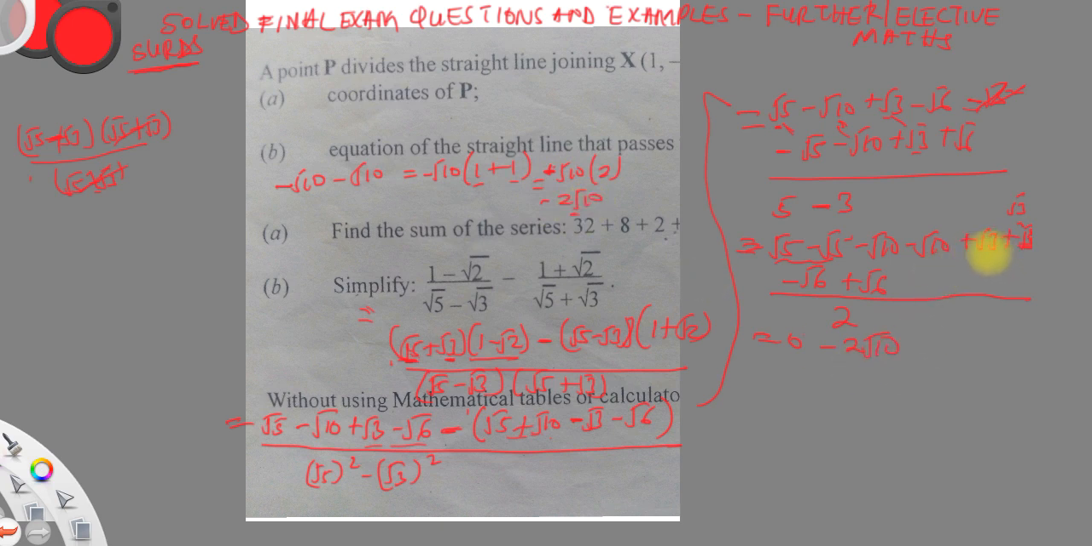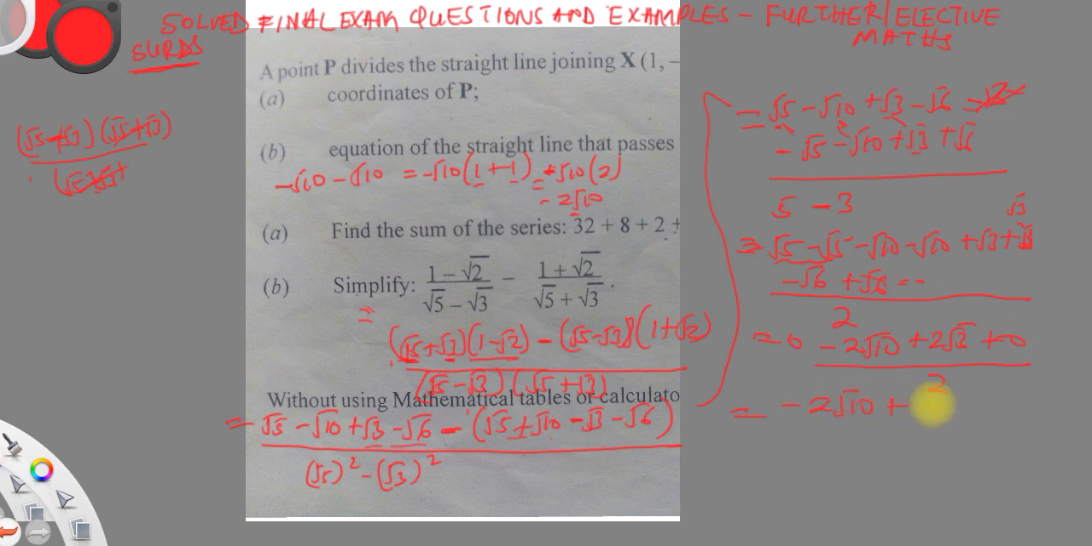And this one, positive square root of 3 plus square root of 3, you get 2 root 3. And then negative square root of 6 plus square root of 6, they go to 0. So plus 0, all over 2. So this is equal to what? You have negative 2 root what?